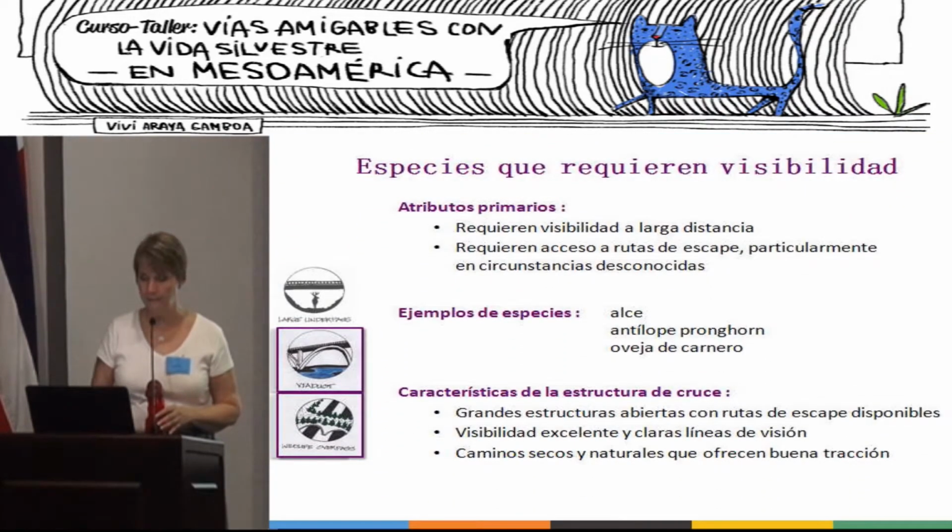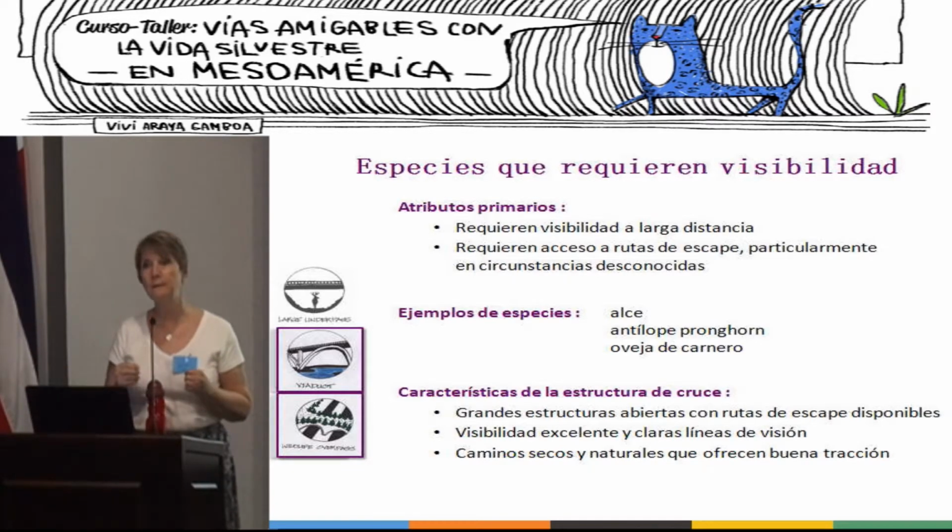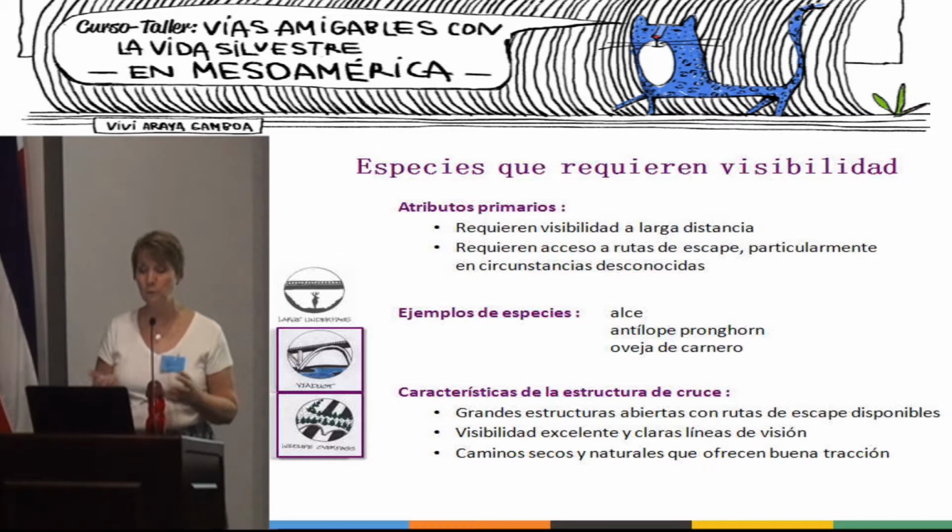Okay, all right. The next one is species that require long distance visibility. So this is kind of the opposite of that. In this case, these are the species that want to see where their predators are coming from, and they want a lot of space to be able to escape from those predators, and they want maneuvering room. They want to see and avoid their predators, and they want to do it with a large distance.